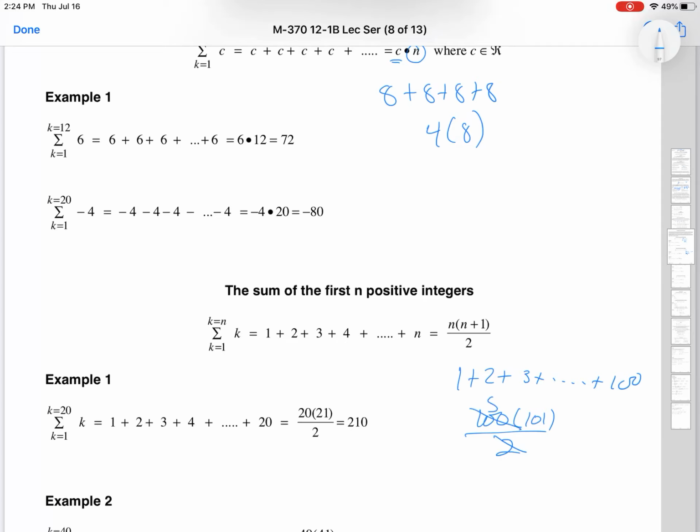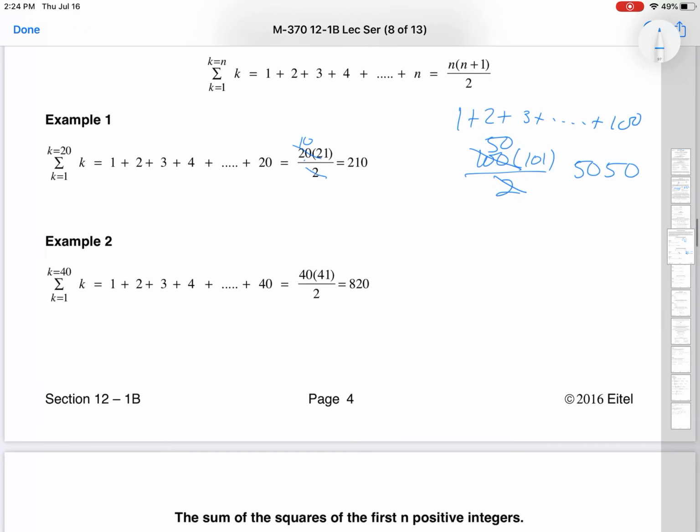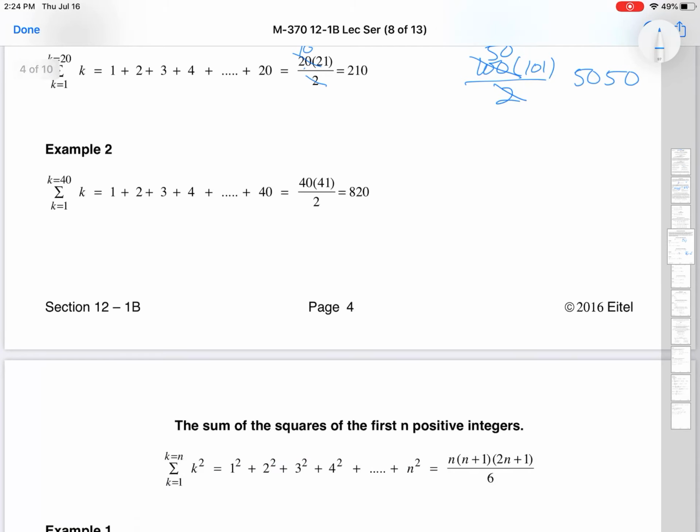2 goes into 100 50 times, and then what would that be? 5050 would be the sum of the first 100 numbers, right? n would definitely be 100 in my case, n plus 1 is 101, divided by 2, and it works great. You get a nice 5050 out of that. If we added the first 20 numbers, it's 20 times 21 divided by 2. That goes in half, and you can see where the 210 comes from. 1 to 40, 40 times 41 divided by 2, and so forth and so on. There are others that can be there.